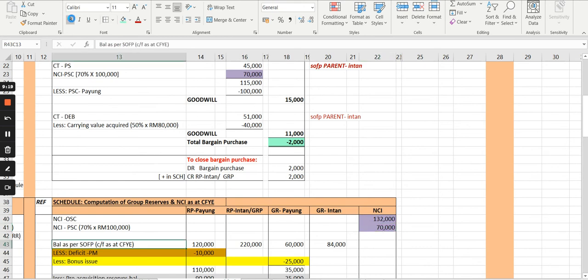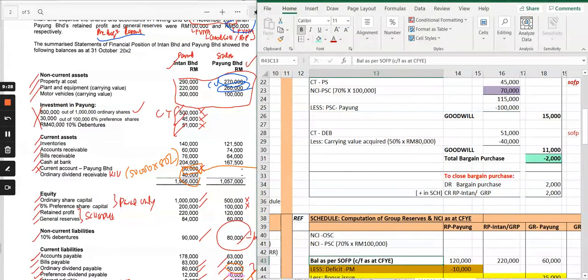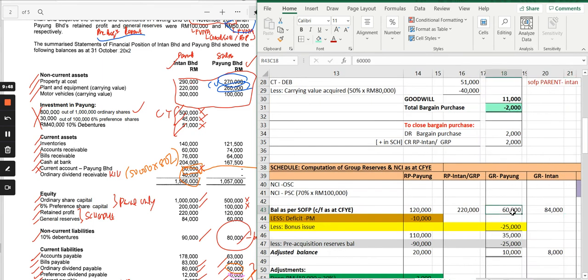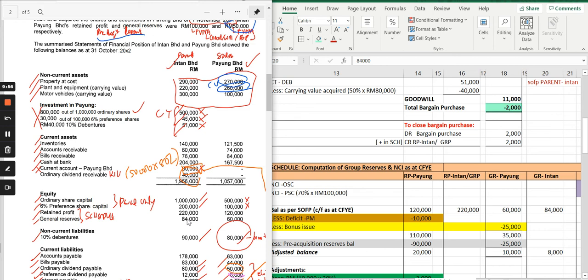Now we go on looking at the balance as per the statement of financial position, which is the balance as at the year end. So here you can go and check in your general reserve and retained profit what the balance is. So go and put that correctly. 220 here is from this 220. 120 under retained profit of Payung is from here. And this 60,000 is from here because this is the one under Payung general reserve. And 84,000 is from the Intan's column, general reserve. That was the one at the end of the year.